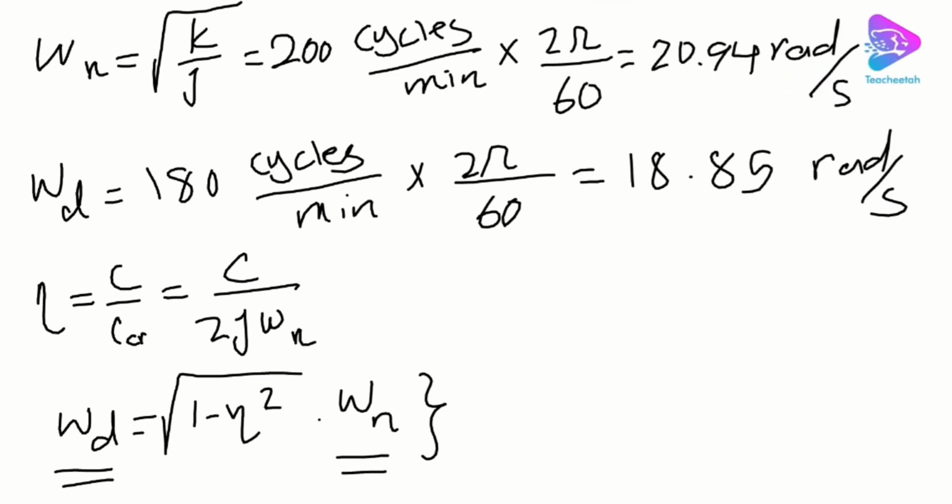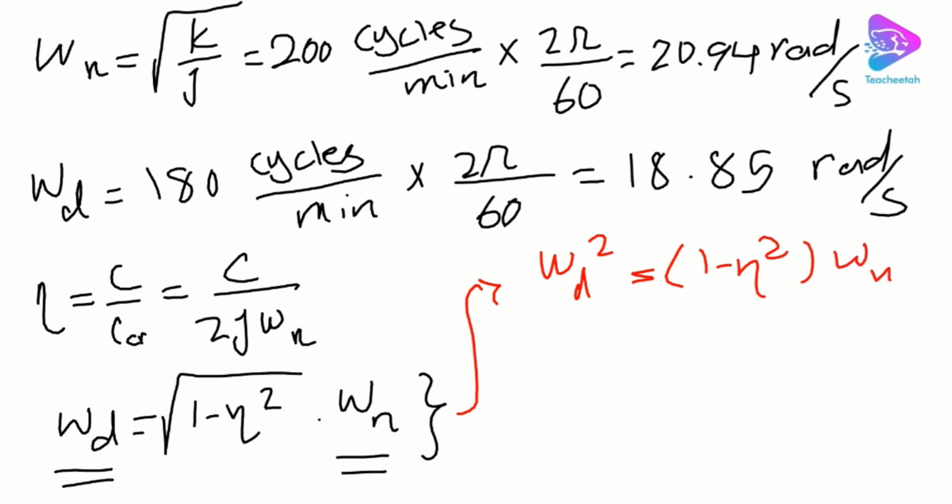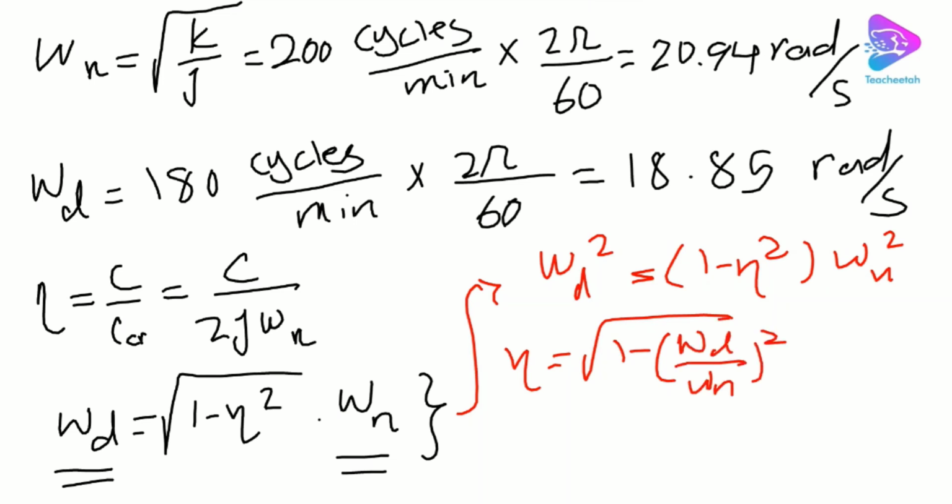You know how to do that, right? Because if we simplify that, we square the two sides. We have omega d squared equal to 1 minus zeta squared times omega n squared. And then zeta can be simply found as the square root of 1 minus (omega d divided by omega n) squared. And we expect a positive value less than 1 for zeta. So if you're doing the calculation and you got a number that doesn't make sense, then you need to recheck your calculation. If we do this, we can find zeta as 0.436, and as expected, it is positive and less than 1.